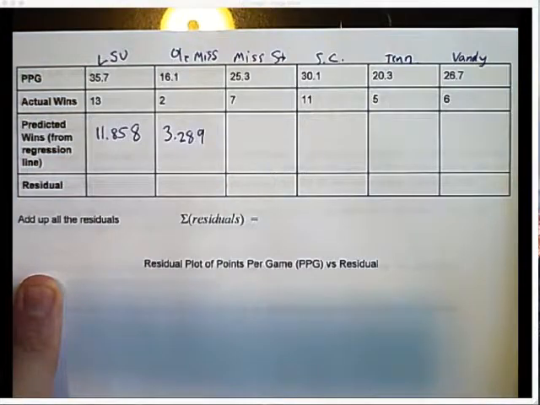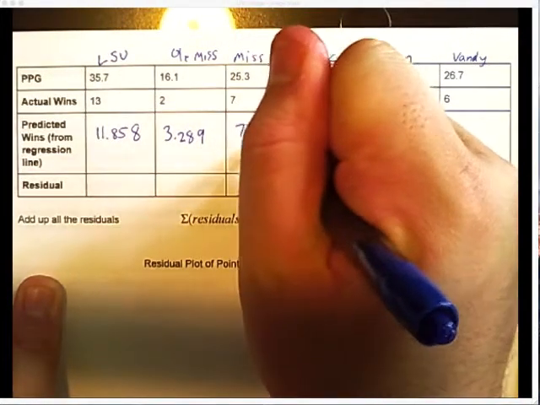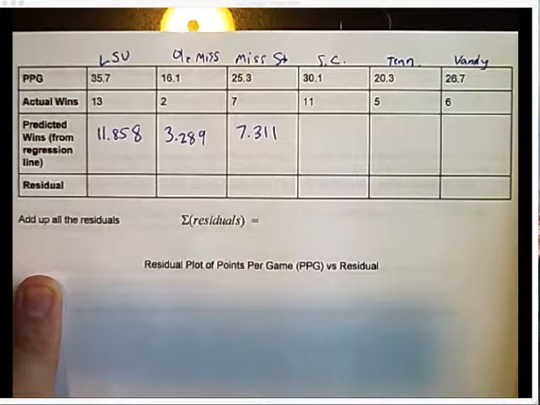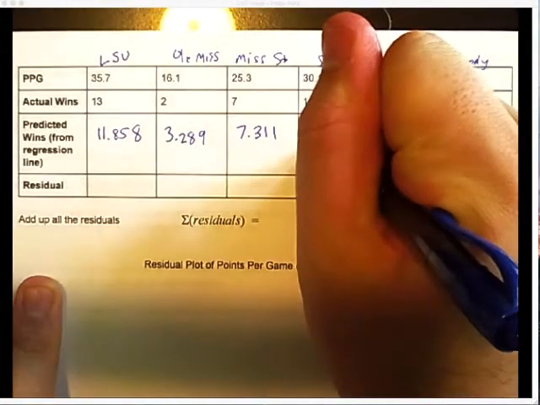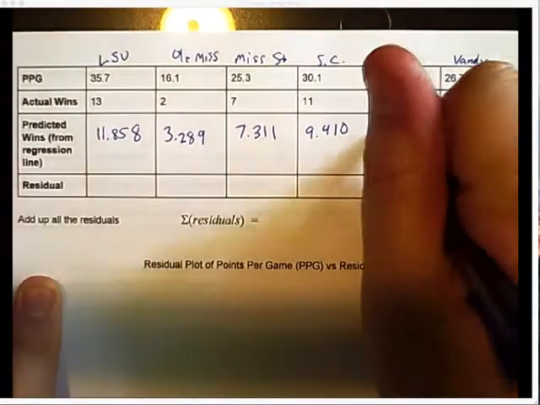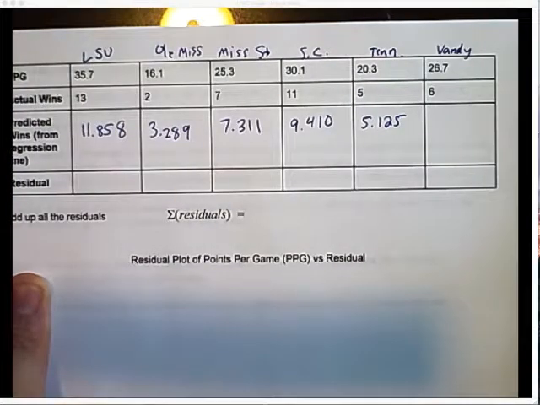When I type in 25.3, predicted wins are 7.311. When I type in 30.1, the predicted wins are 9.410. When I type in 20.3, it's 5.125. When I type in 26.7, 7.923.